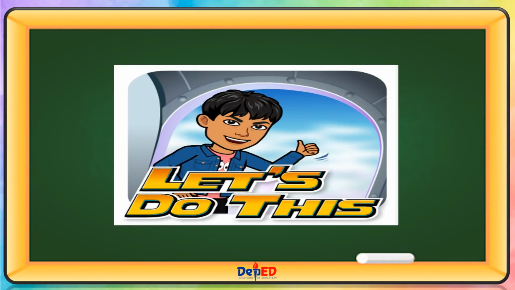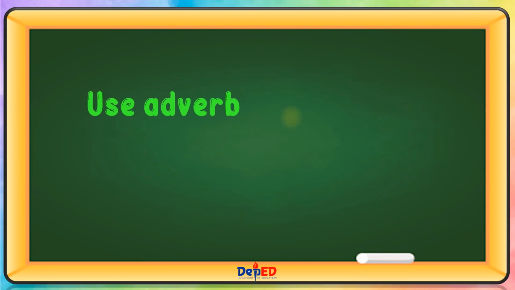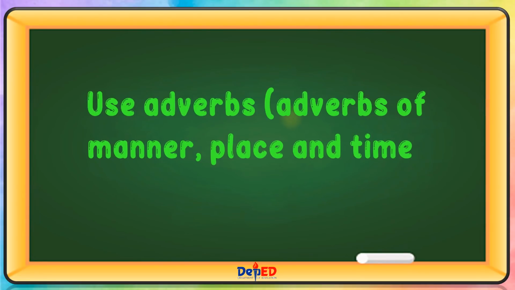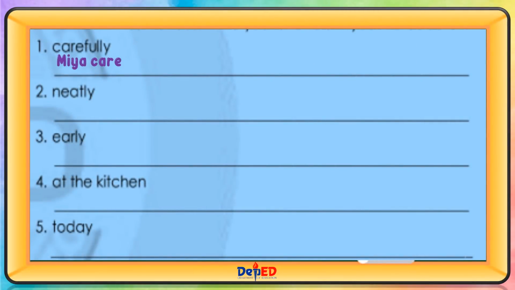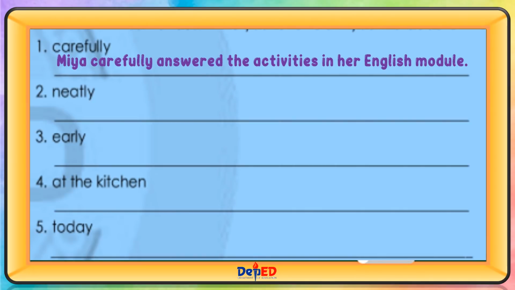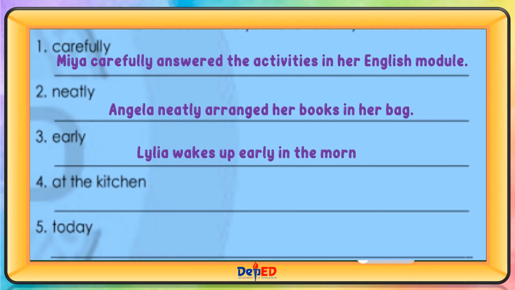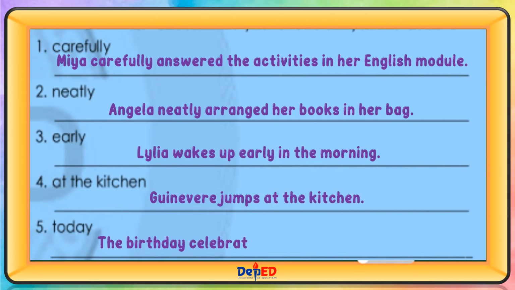Let's do this. Use adverbs of manner, place, and time in sentences. Carefully. Mia carefully answered the activities in her English module. Neatly. Angela neatly arranged her books in her bag. Early. Lilia wakes up early in the morning. At the kitchen. Guinevere jumps at the kitchen. Today. The birthday celebration of Valentina is today.